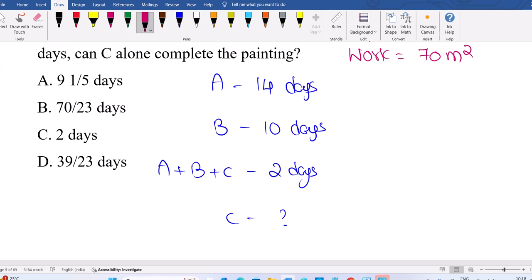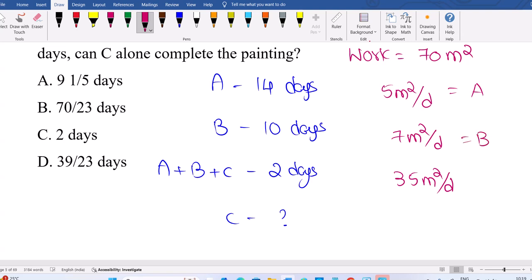So 70 meter square in 14 days means 5 meter square per day. Here it is 7 meter square per day. This is 35 meter square per day. Now listen, this is A, this is B, this is A plus B plus C. Guys, if you observe, putting A value 5 and B value 7, the right side is 12 plus C, and the left side is 35. 12 plus C is 35, which means C will be 23. C will be 23 meter square per day.